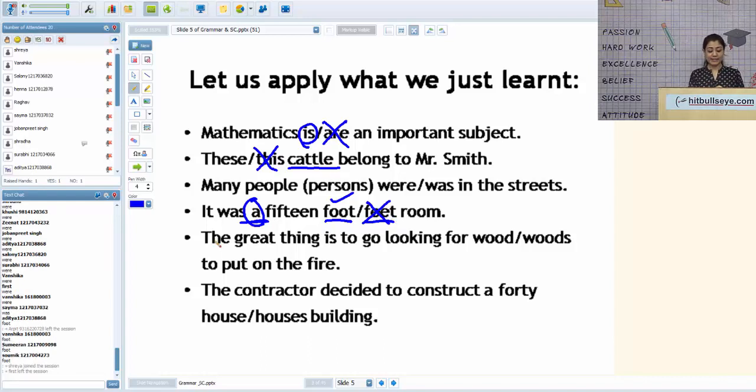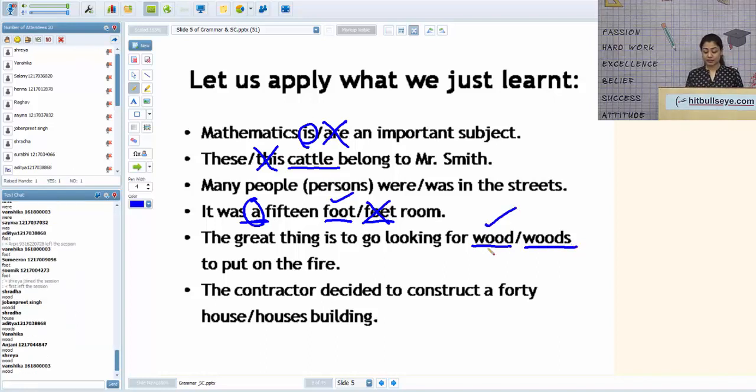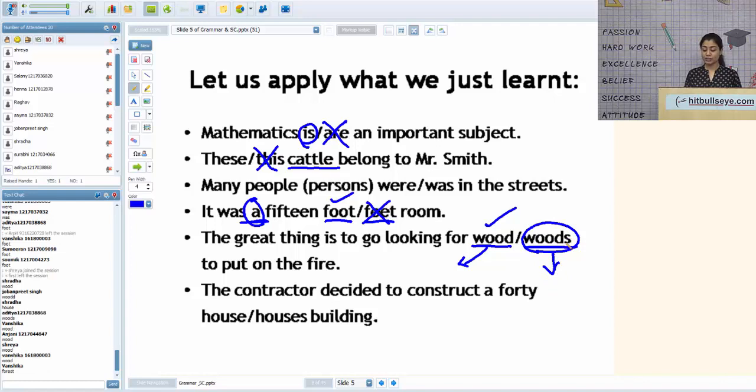Moving on to the next example. The great thing is to go looking for either wood or woods. The correct answer here should be, yep, it is wood. Okay, so the difference here is wood means lakdi, right? And woods mean the jungle. So just by the addition of an S, the meaning changes here.